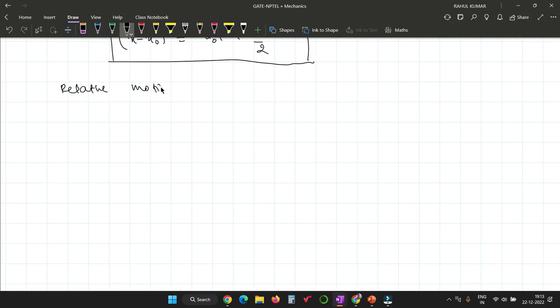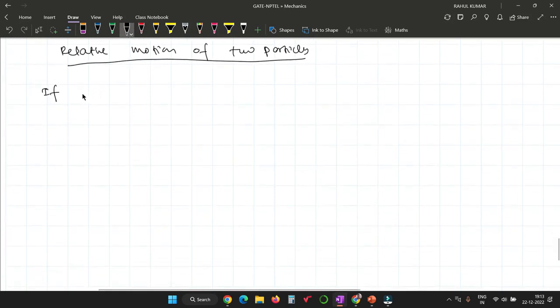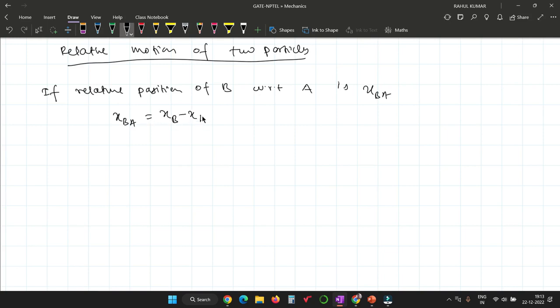Relative motion of two particles. If the relative position of B with respect to A is XBA, then XBA can be written as XB minus XA.